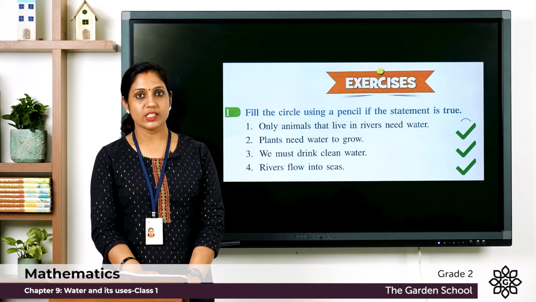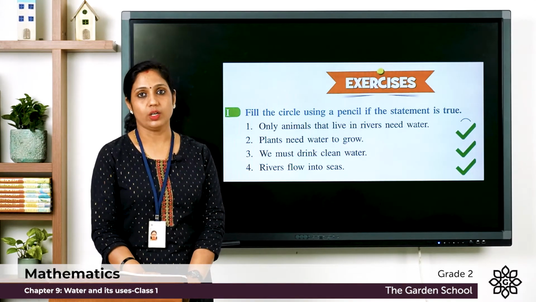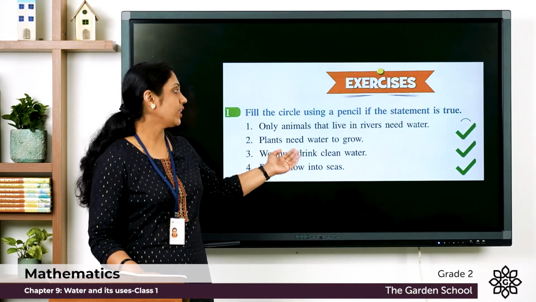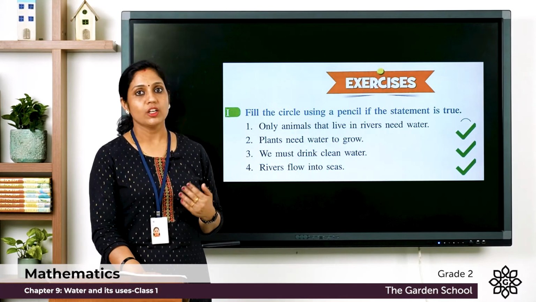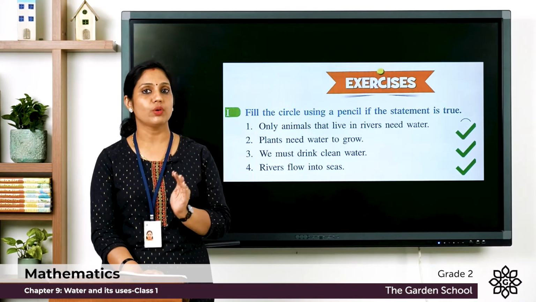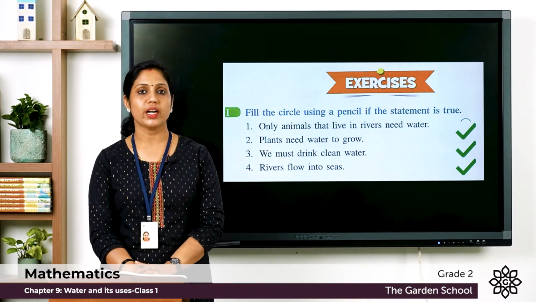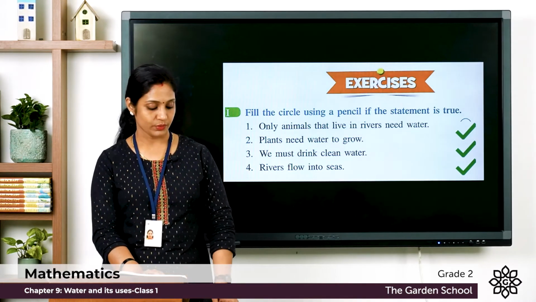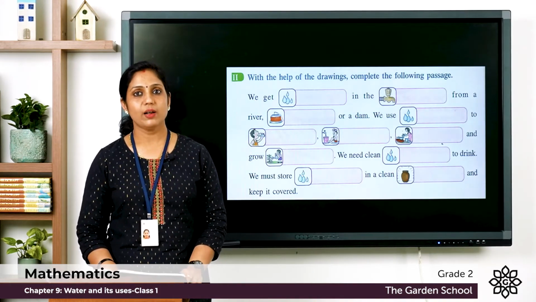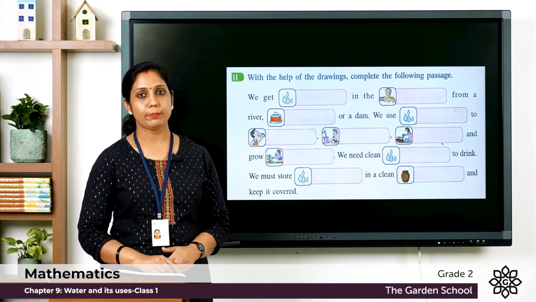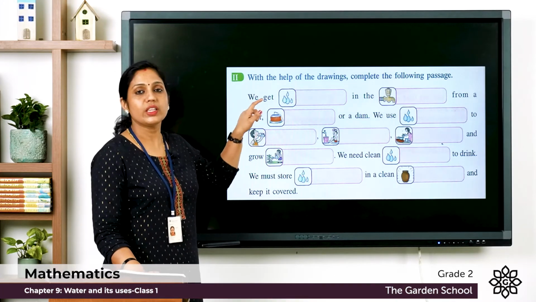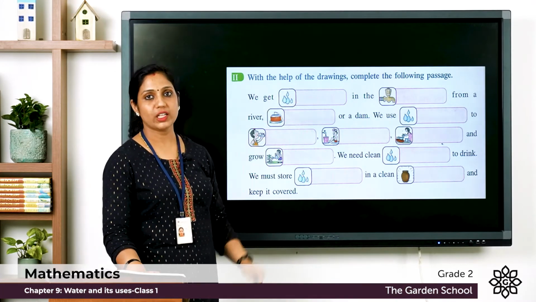Let's look at the third question. We must drink clean water. Yes, we have to drink clean water. So that statement is correct. So you can fill that circle also. Fourth question, rivers flow into seas. Yes, rivers flow into seas, and that statement is also correct. So you can fill that circle. Let's move on to the second question. With the help of the drawings, complete the following passage. So you can see a passage is given and some drawings are given. So with the help of these drawings, we have to fill this passage.